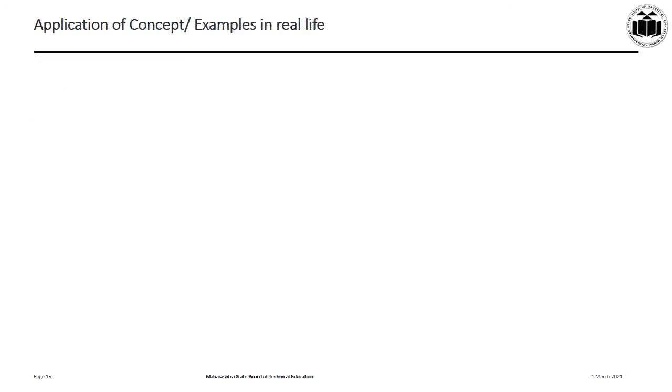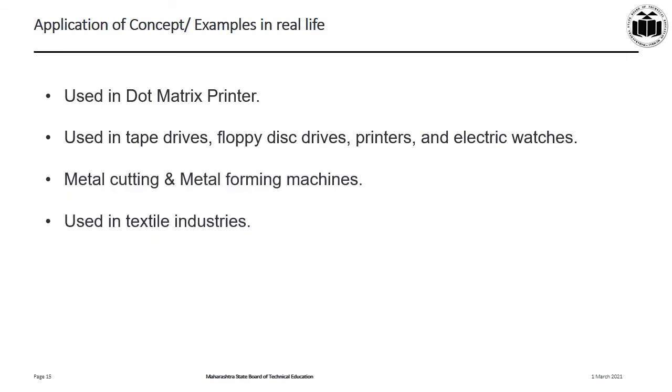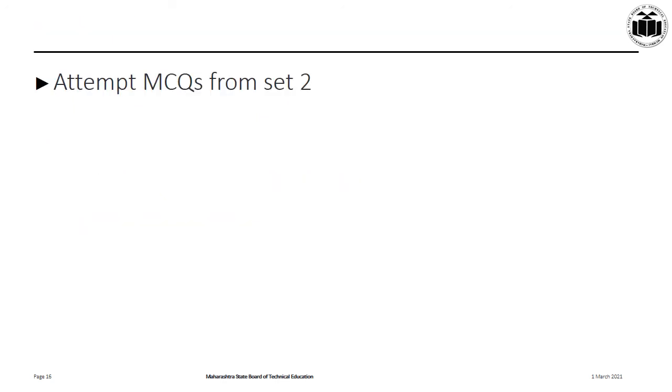Applications of stepper motor in real life. They are used in dot matrix printers. They are used in tape drives, floppy disk drives, printers, electric watches. Used in metal cutting and metal forming machines. They are widely used in textile industry. They are used in integrated circuit fabrication. Students can now attempt MCQs from set 2.